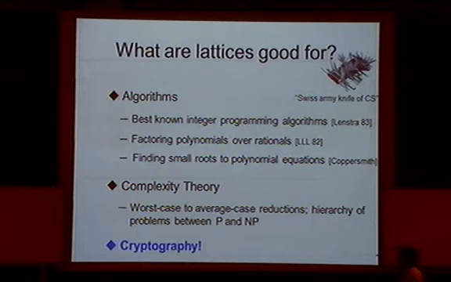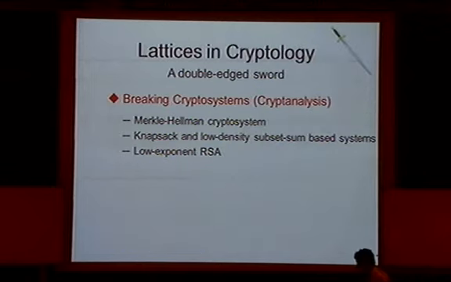What about cryptography? Lattices have been a so-called double-edged sword. They have been used both in breaking cryptosystems and in constructing cryptosystems. In fact, the first set of applications of lattices back in the 1980s was in breaking the Merkle-Hellman cryptosystem, knapsack and low-density subset-sum-based systems, and so forth. Later, it was used to break low-exponent RSA. It was used to show how to factor a product of two primes, given a small number of bits of either of the prime factors.